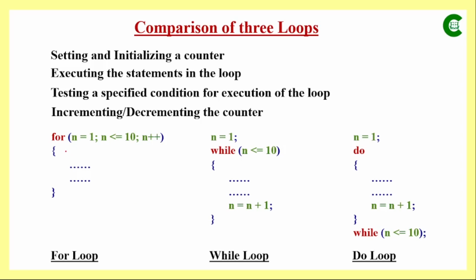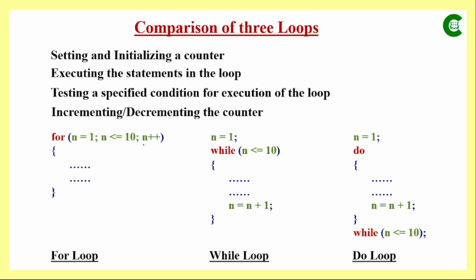We know that in case of for loop, this parameter signifies that this is the counter and this is the initialization of the counter value. So this n equal to 1 covers the first feature, setting and initializing a counter. Now we have n less than or equal to 10, which is the specified condition for execution of the loop. Here we decide whether to repeat the body of the loop or to terminate the loop. Now the third parameter, n plus plus, means n is equal to n plus 1. This is where we are incrementing the counter value.